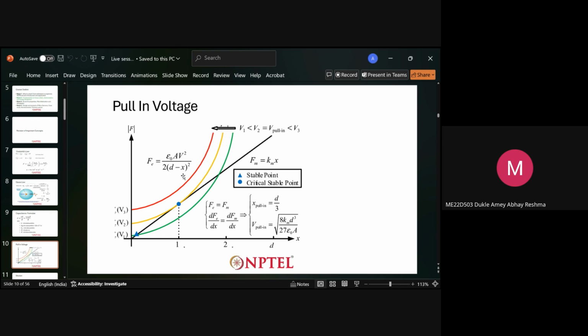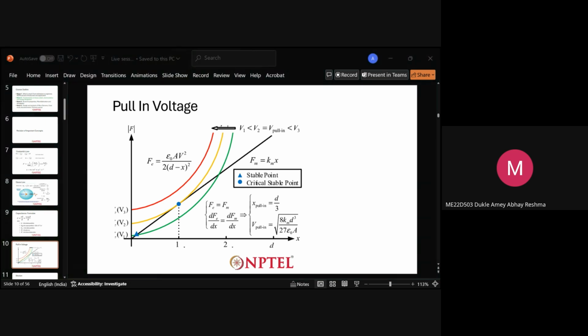You find the equilibrium point between the two forces, and the pull-in distance is basically d by 3, and the pull-in voltage is given by the formula root over 8 k d cubed upon 27 epsilon naught A. So that you need to know.